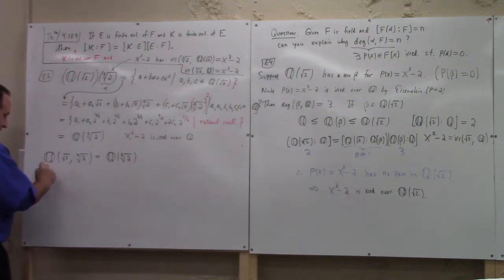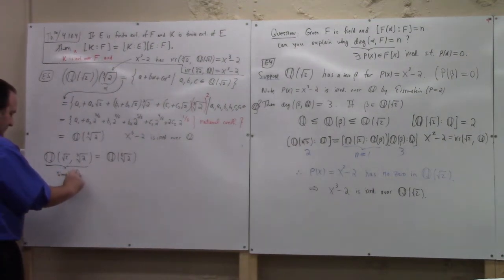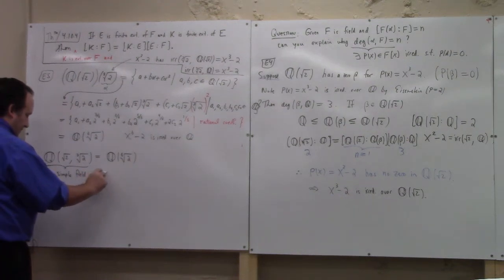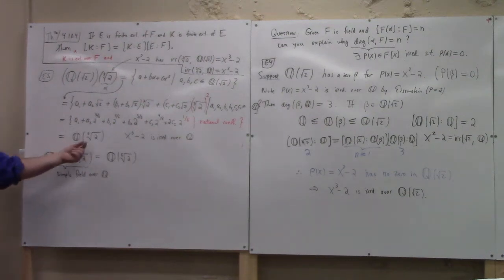So that means that this is actually a simple field over Q because it is an extension by just one element. It's not obvious at the start of this example that it was an extension by one element, but after this calculation, we found, aha, adjoining the 6th root of 2 automatically gets all of this stuff, and then 2 and all of that stuff, all right?